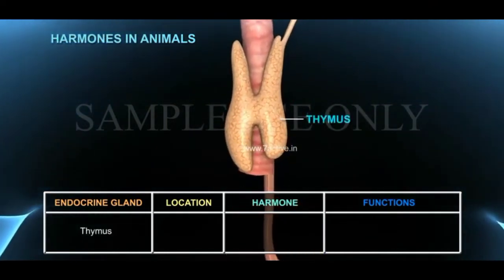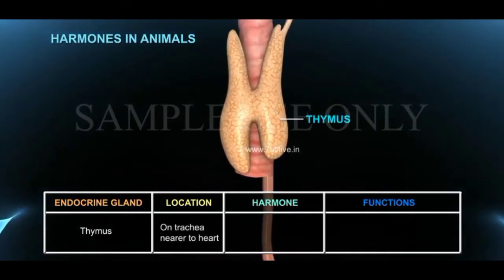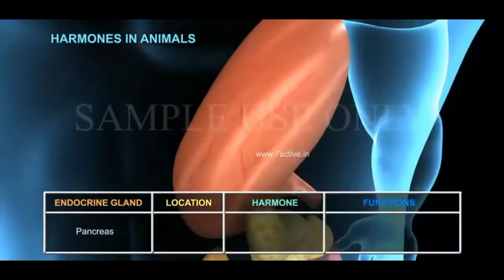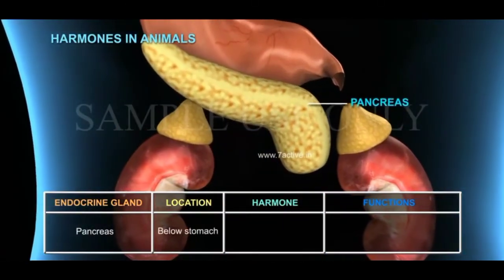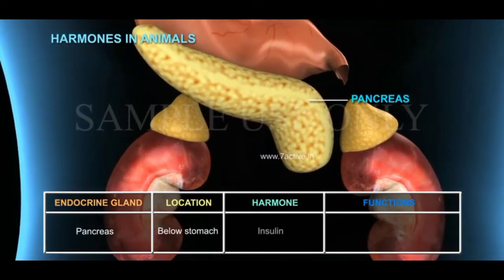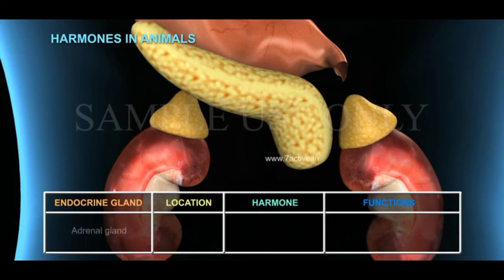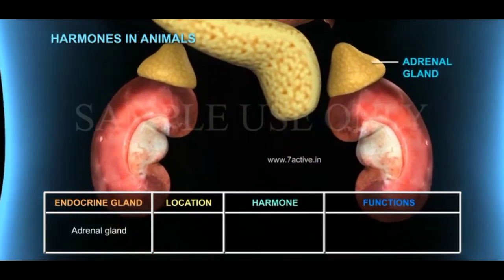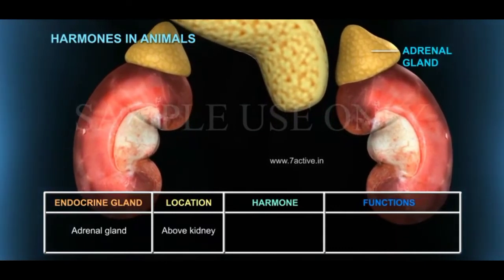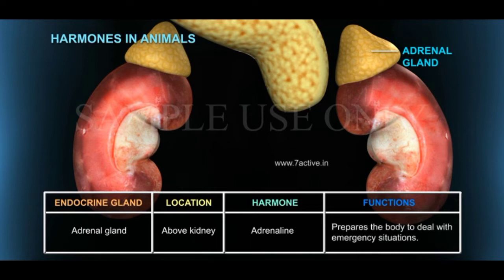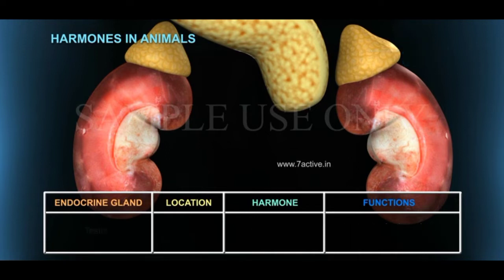Thymus. Location: on the trachea, nearer to the heart. Hormone: thymosin. Functions: activates the immune system. Pancreas. Location: below the stomach. Hormone: insulin. Functions: regulates blood sugar levels. Adrenal gland. Location: above the kidney. Hormone: adrenaline. Functions: prepares the body to deal with emergency situations.